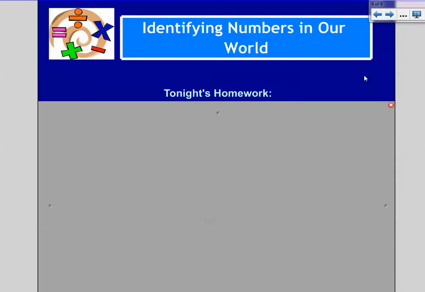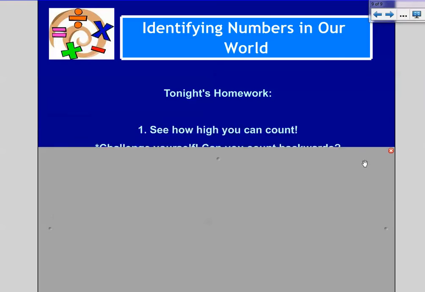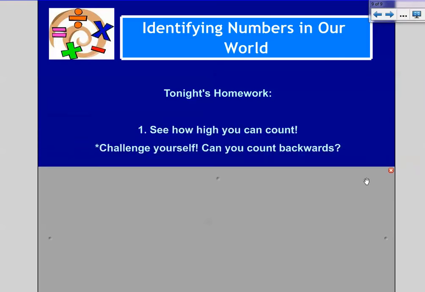To get ready for math tomorrow, I have some homework for you to do tonight. First of all, I want you to see how high you can count. Maybe you could practice with a mom or dad, brother or sister, or another family member. Once you've gone as high as you can go, I want you to challenge yourself and see if you can count backwards too.